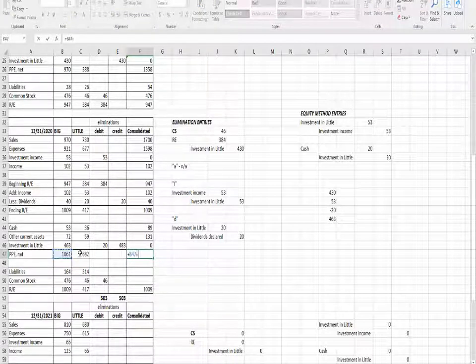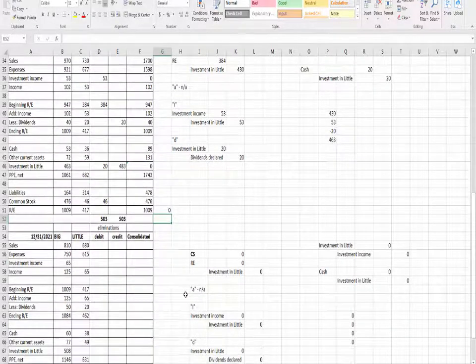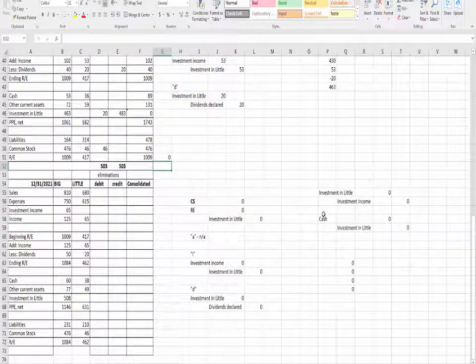Property, plant, equipment net, we simply add across because there are no adjustments. On the credit side, credit plus credit. Common stock, credit plus credit minus debit. And I've already got my retained earnings in place. And again, final check. Let's make sure our balance sheet balances. So debit plus debit plus debit plus debit minus credit minus credit minus credit goes to zero. I'm happy. Okay, year two.